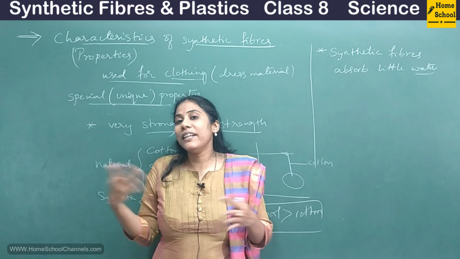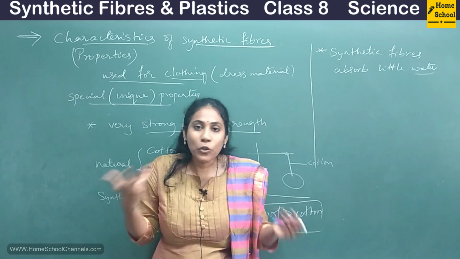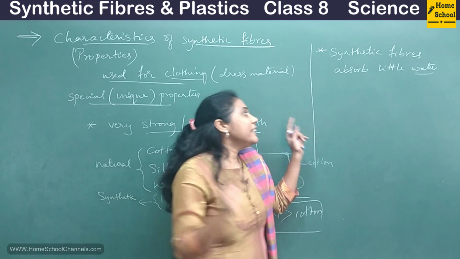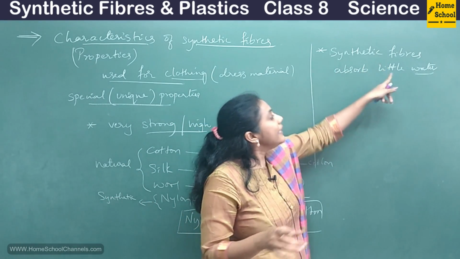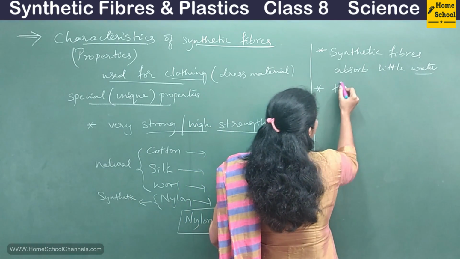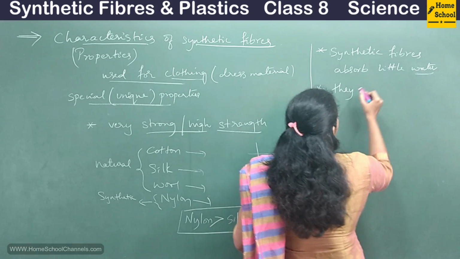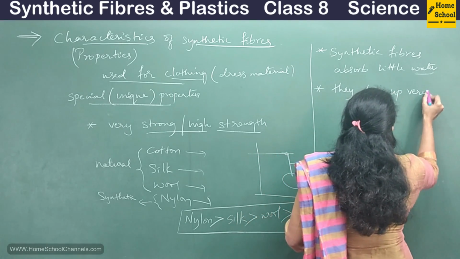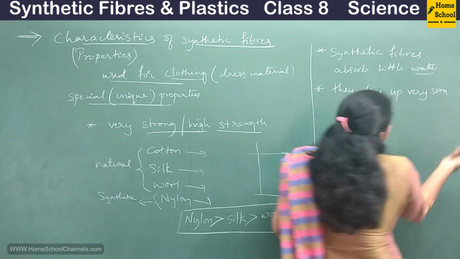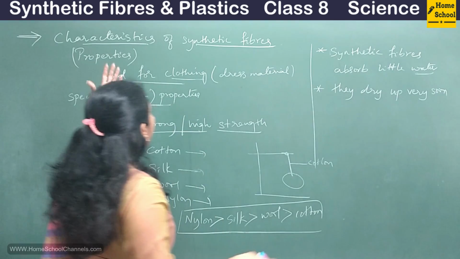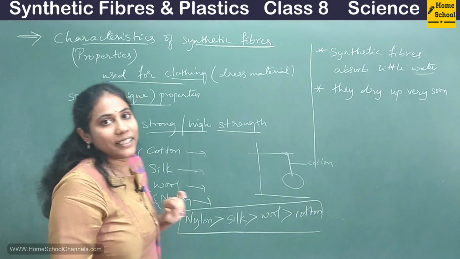So this is how you can conduct an activity at your home itself. It's a very simple activity. It tells you that artificial fibers absorb little water and they dry up very soon. Okay, because they absorb little water, they dry up very soon, right? So this is another property. That's the reason it is used for making lots of varieties of clothing.